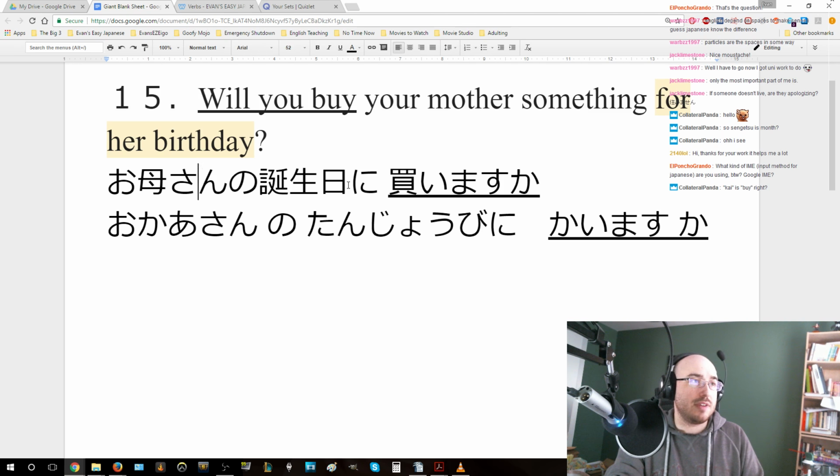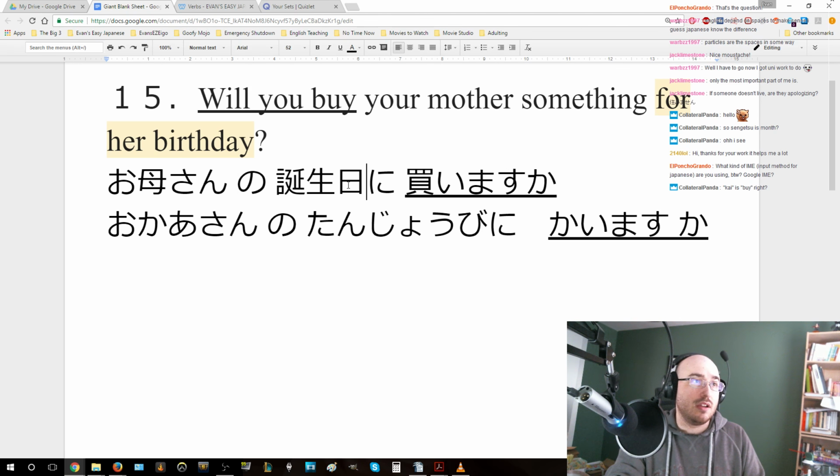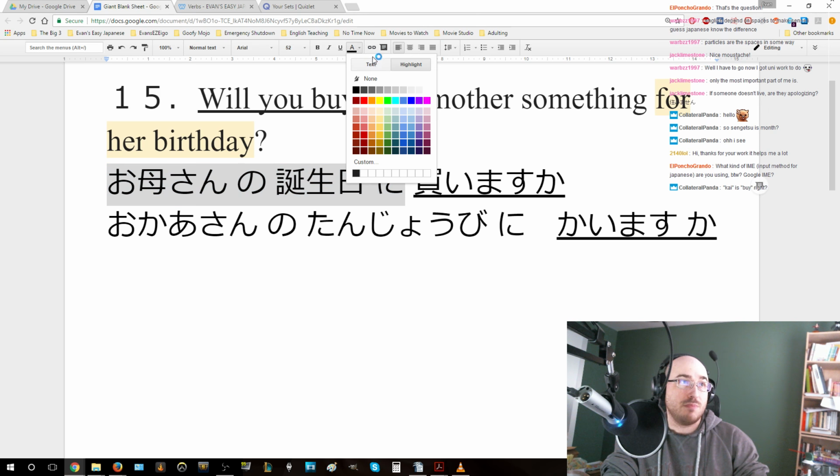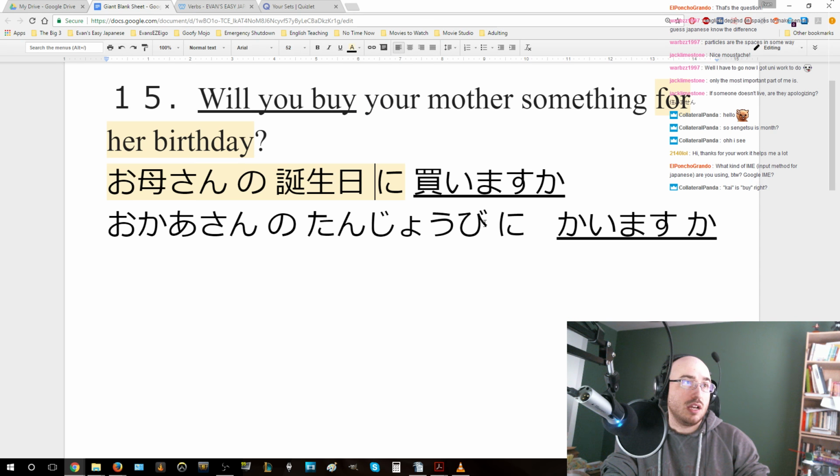Ni in Japanese can mean for the purpose of doing something. In fact, more specifically, no tame ni, but I'm not going to get into that. So the ni particle here can be like for something. So okasan no tanjobi ni, for your mama's birthday.